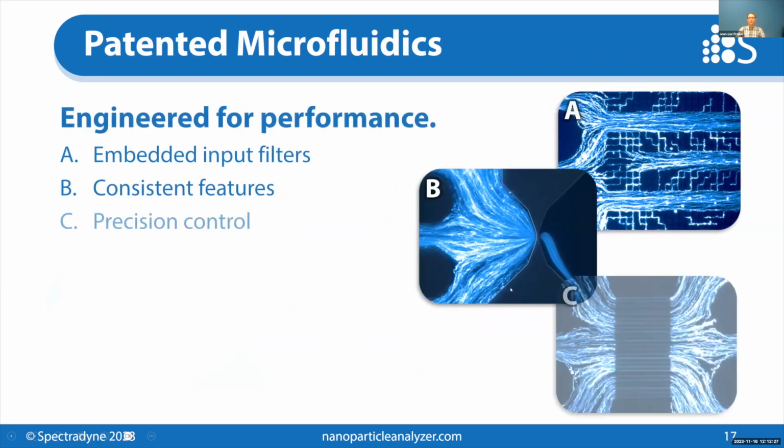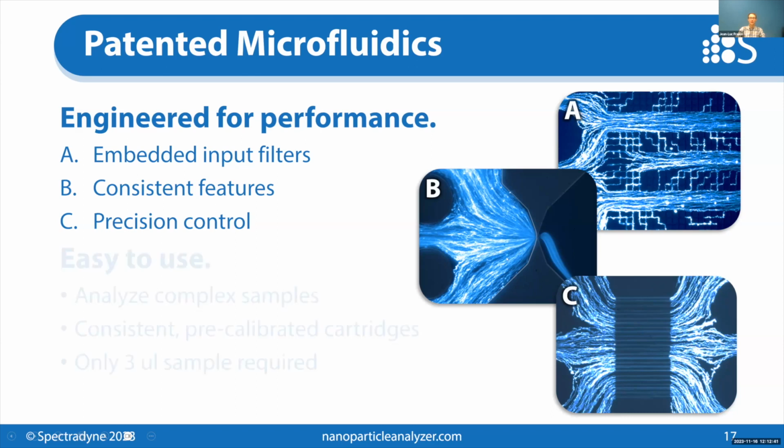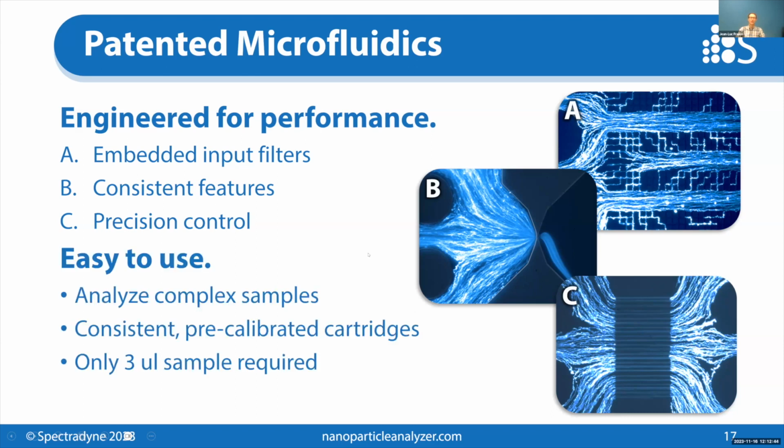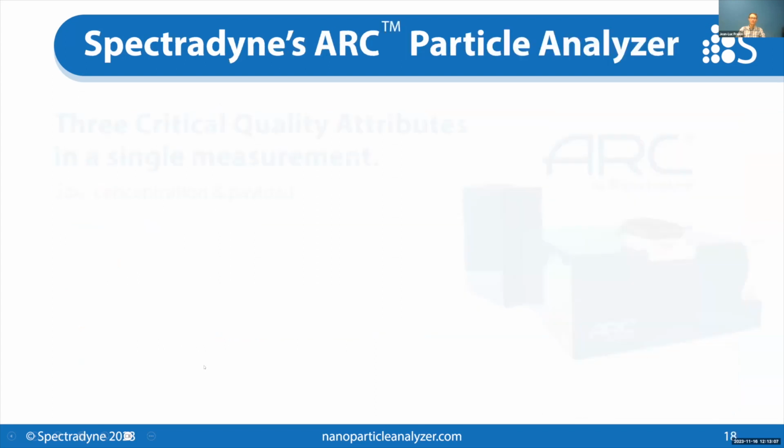The microfluidic cartridges are highly engineered. They're patented technology that include features that make them easy to use, such as an embedded filter on the upstream input of the cartridge, and very precise, consistent features. Ultimately, these engineering aspects add up to ease of use for the end user. It allows you to measure very complex samples like tissue culture media or biofluids directly on the chip. It delivers consistent pre-calibrated cartridges, so you don't have to do any calibration. And it affords very small sample volumes for measurement, just 3 microliters required.